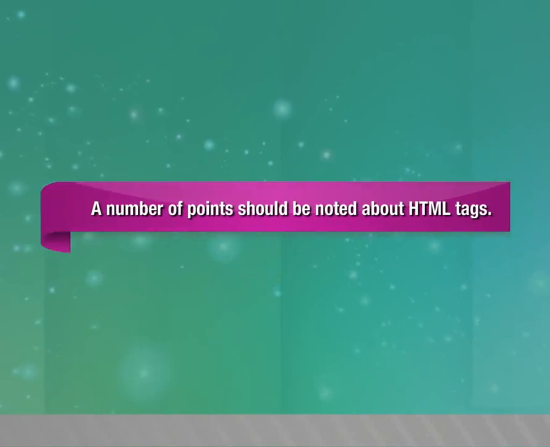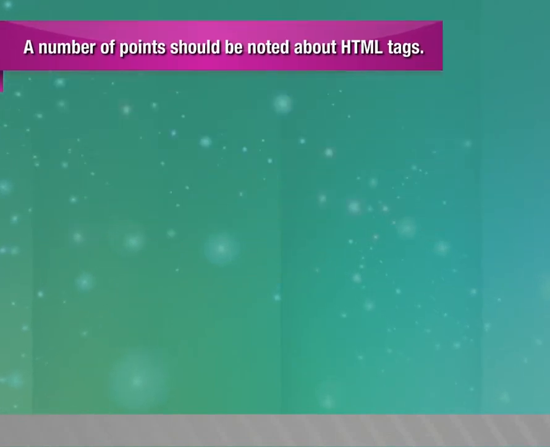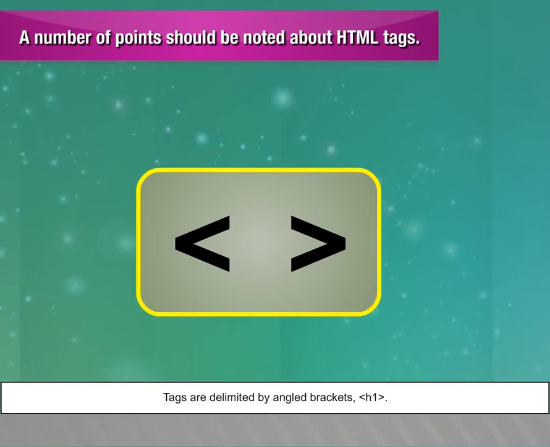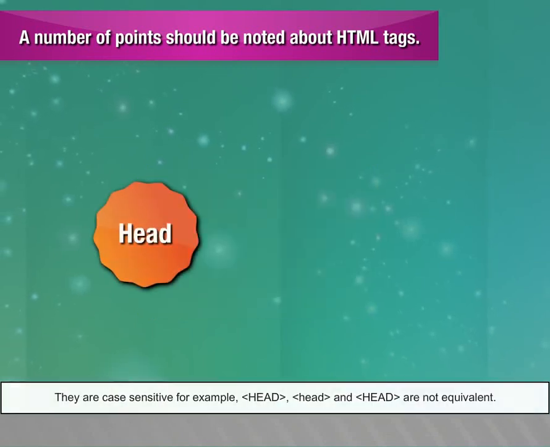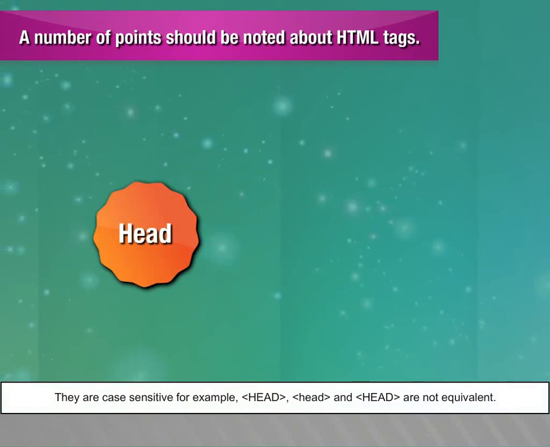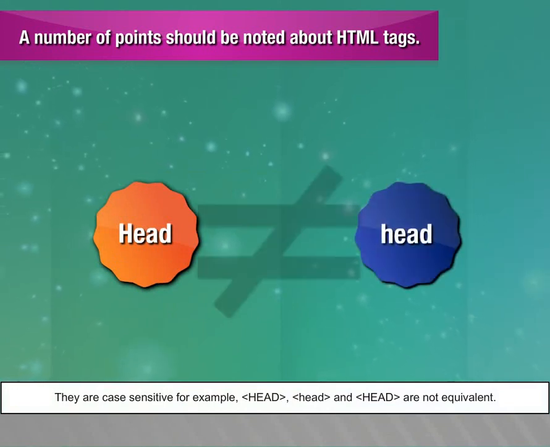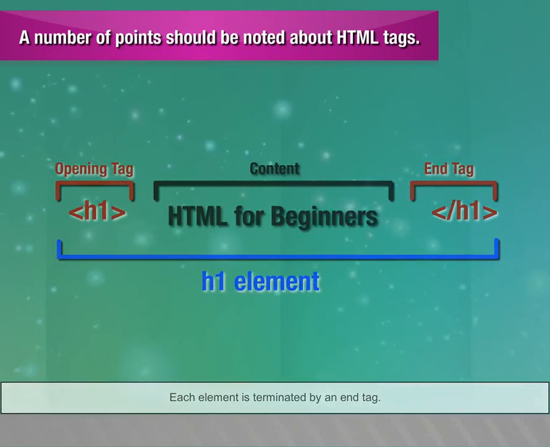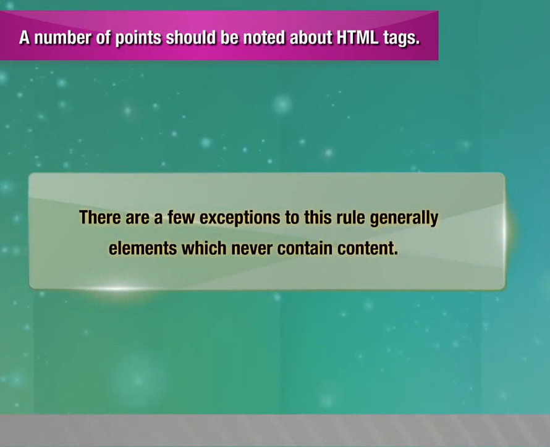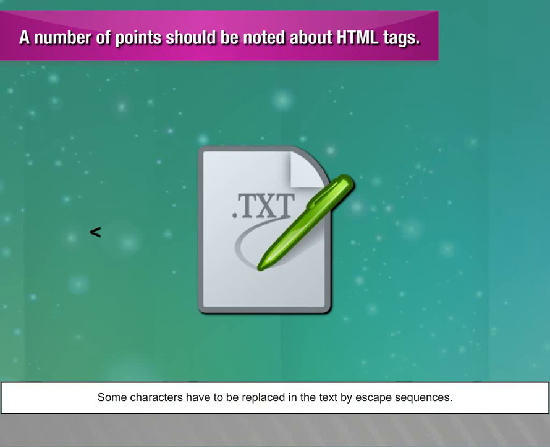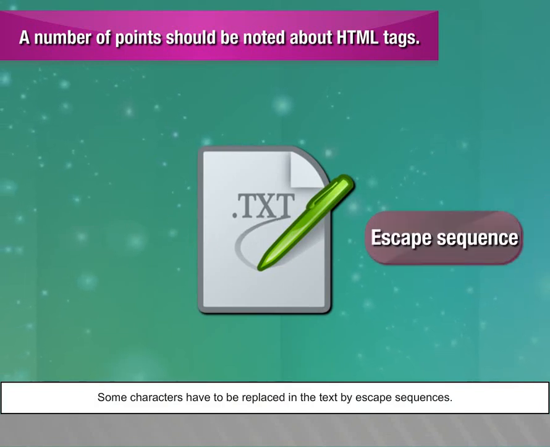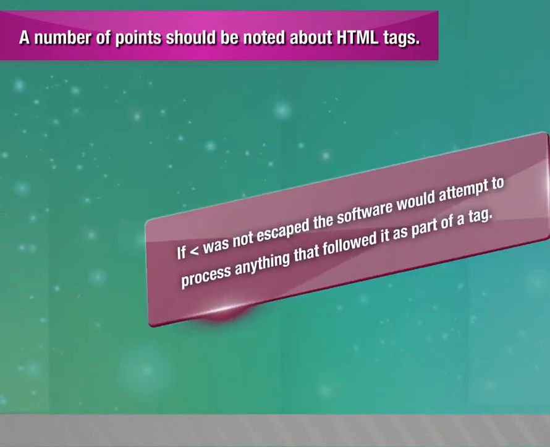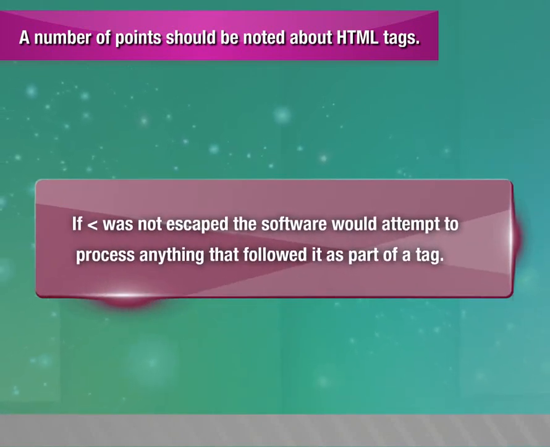A number of points should be noted about HTML tags. Tags are delimited by angle brackets, <H1>. They are case sensitive, for example, <HEAD> in uppercase, <Head>, and <head> in lowercase are not equivalent. Each element is terminated by an end tag. There are a few exceptions to this rule, generally elements which never contain content. Some characters have to be replaced in the text by escape sequences. If an angle bracket was not escaped, the software would attempt to process anything that followed it as a part of a tag.